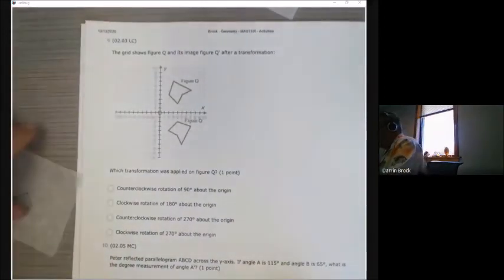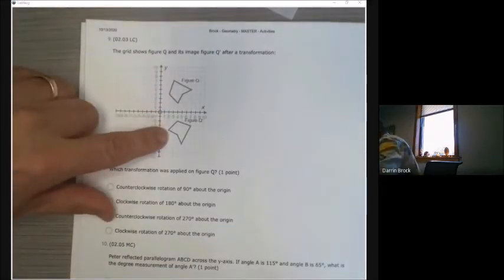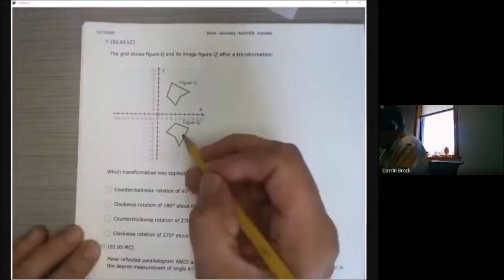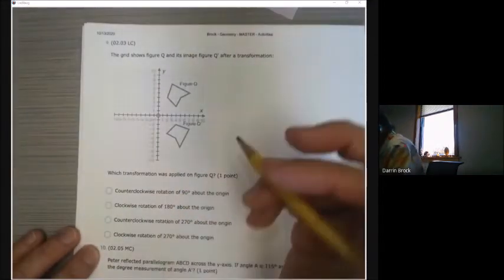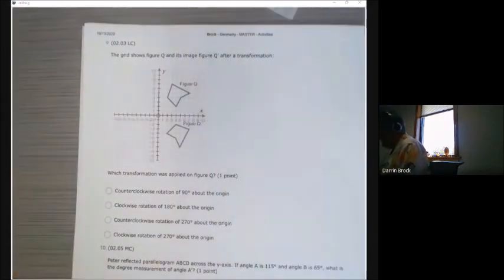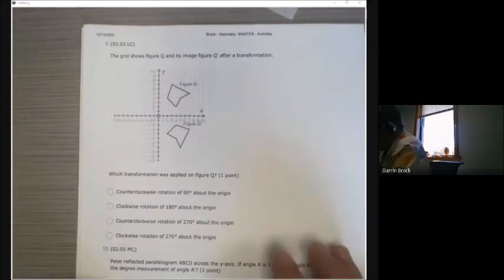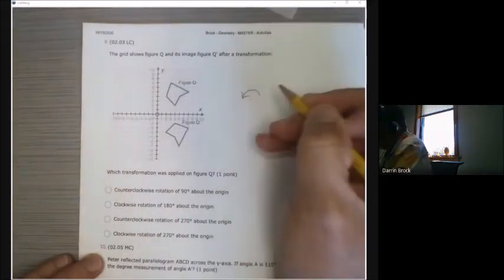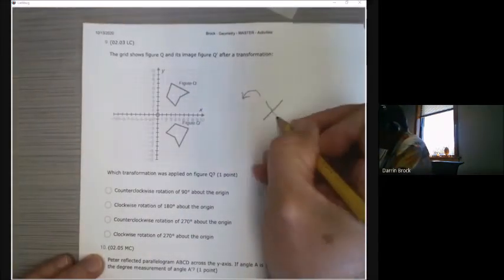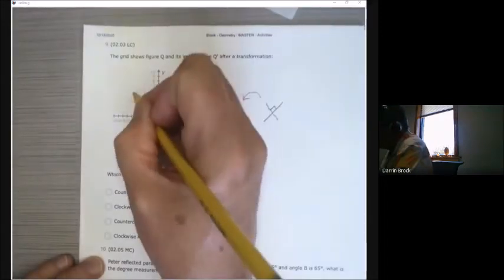All right. This grid shows figure Q and its image, figure Q prime. Image, pre-image, right? After transformation. What transformation was applied to figure Q? How did it get down here? Okay. So rotation, rotation, rotation. It was obviously a rotation somehow. So was it a counterclockwise rotation of 90 degrees? Remember, counterclockwise 90 degrees is going right there. So if it's this way, it would be this way. Now I would put it over here somewhere.